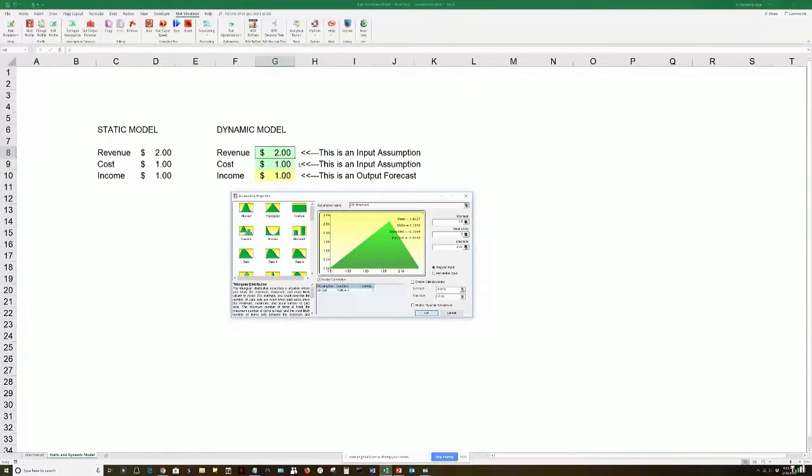That's why. So I click on set input assumption. Okay, I selected the cell, set input assumption. Input just means, I'm not sure what's going to happen. Show me what possible outcomes could occur. Here I can do a lot of probability distributions.